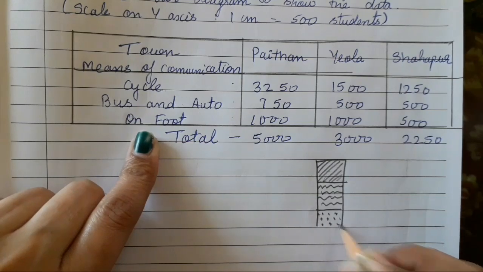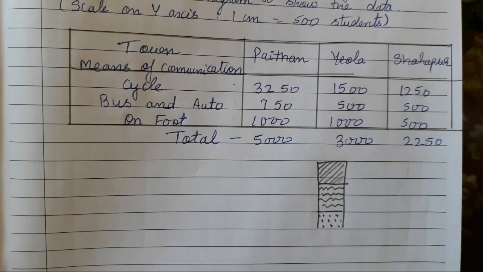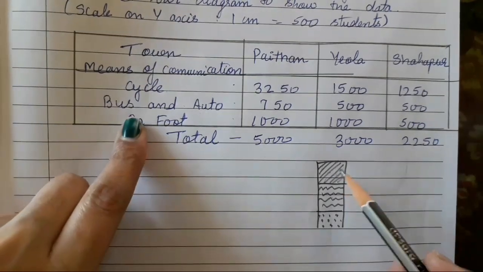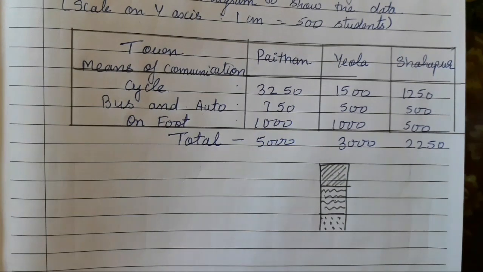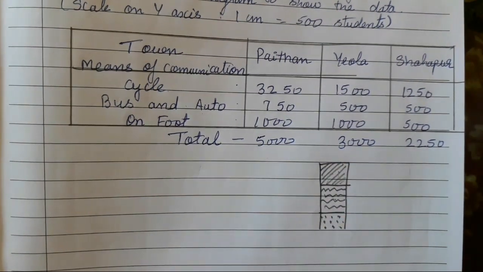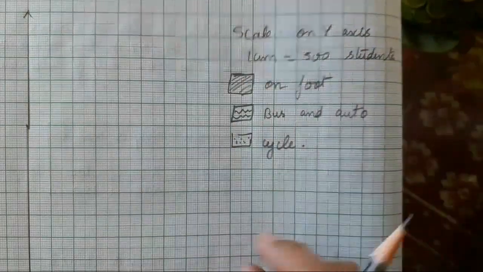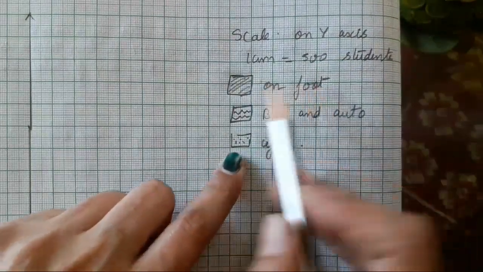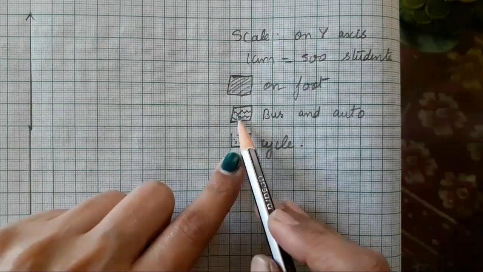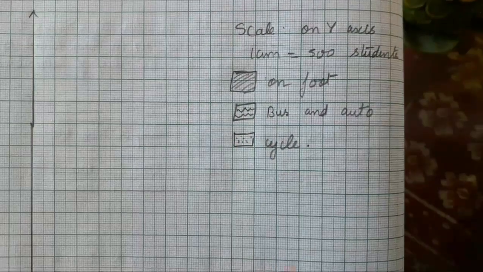Is it clear? In this way, we have to form the bar graph. 3 sections for cycle, auto and bus, on foot, in one single bar. Let's draw it now. As I have said and shown you, the scale has already been given. We have to take the same scale. On foot, we are going to take the stripes. On this, we are going to take the waves. And for the cycle, we are going to take the dots. So this is what we are going to mark.